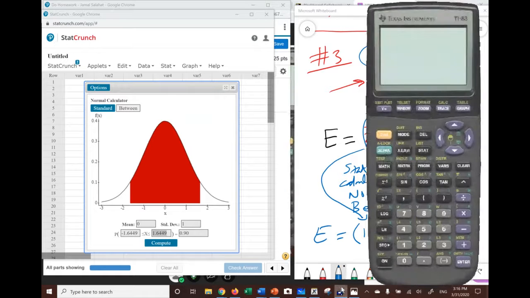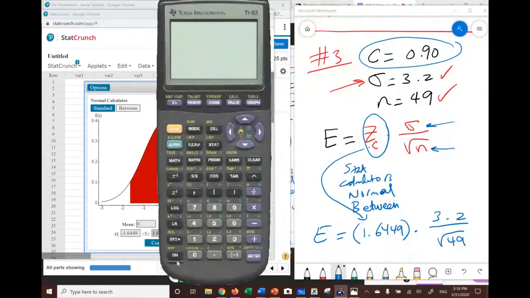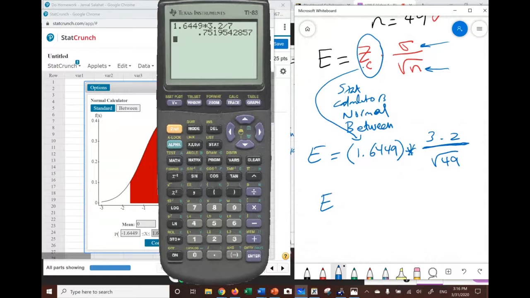So if I go ahead and use my calculator, let me move my calculator in here and use it. I'm going to turn my calculator on and put 1.6449 times 3.2, because this is really a multiplication here, divided by, because this line in here is a division. So we're going to divide by, and we know that the square root of 49 is 7. We just put 7. Or if you want to put radical 49, it will work. When you hit compute, let me get the answer in here. The answer for the error is going to be 0.751954. And we go on.